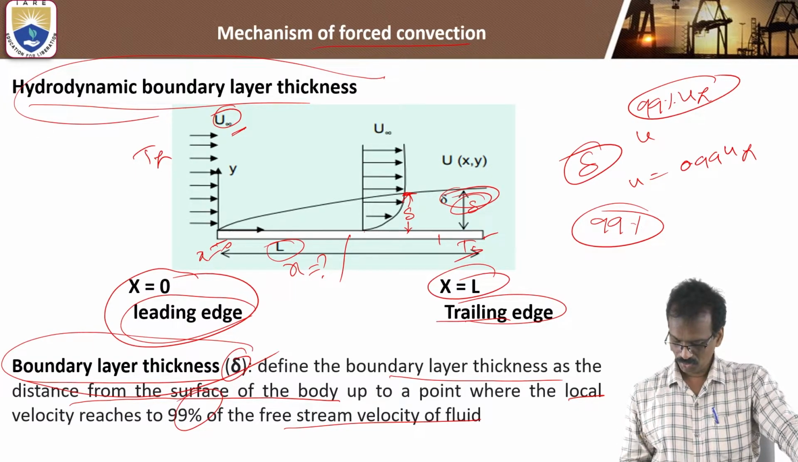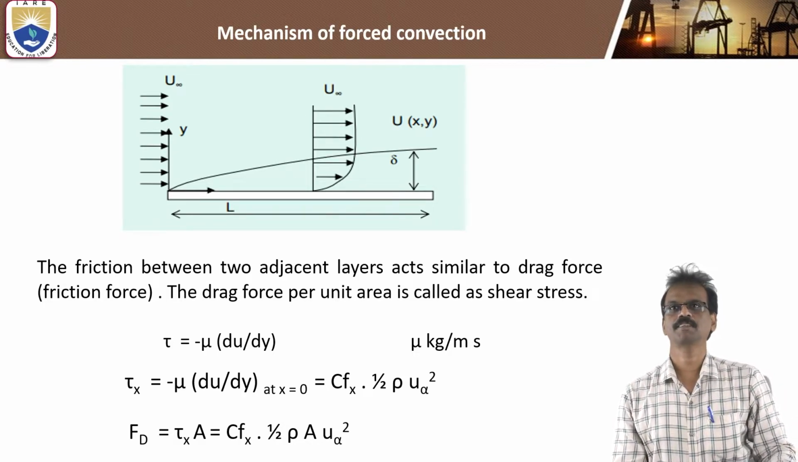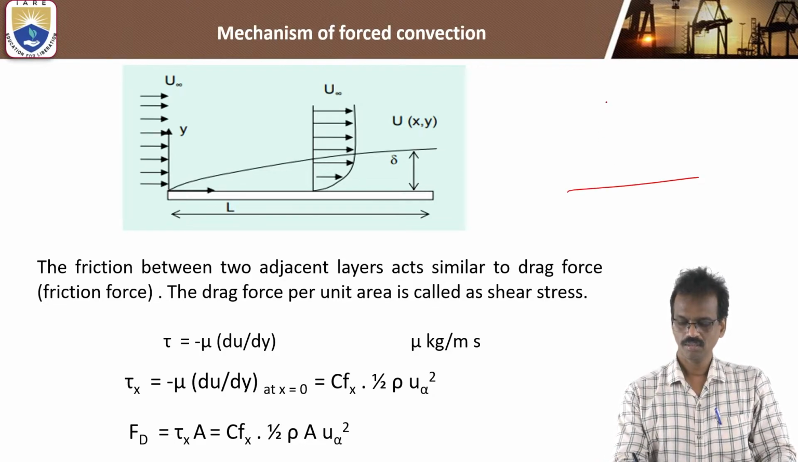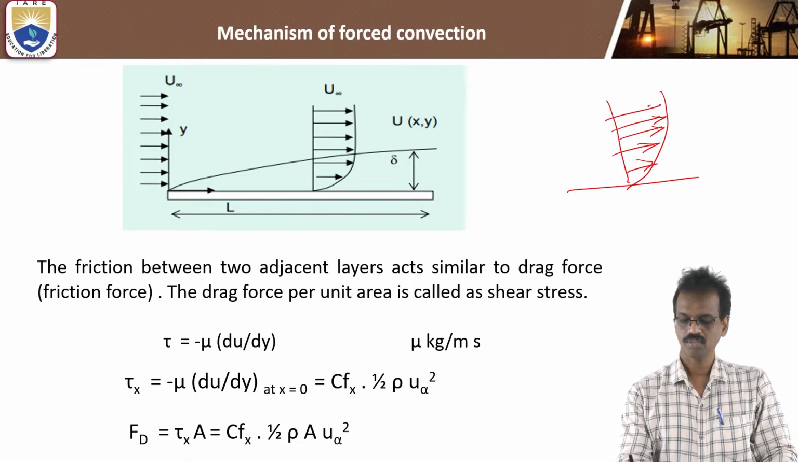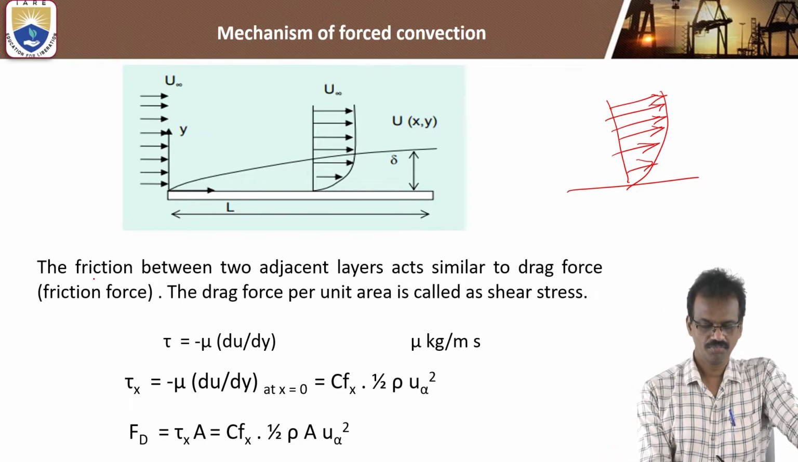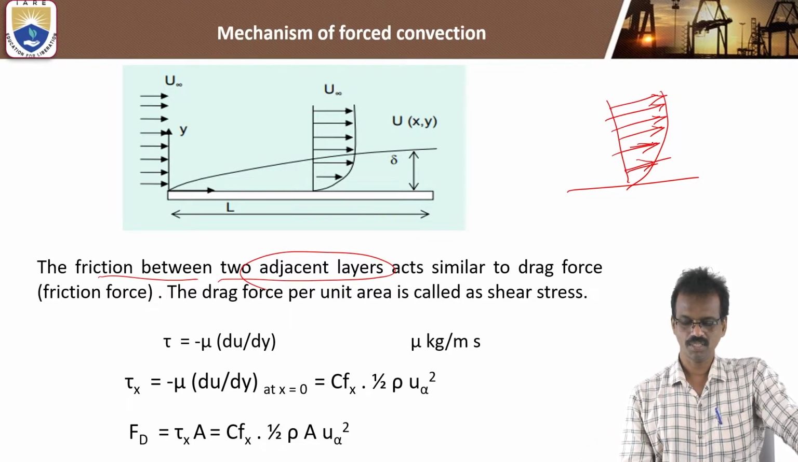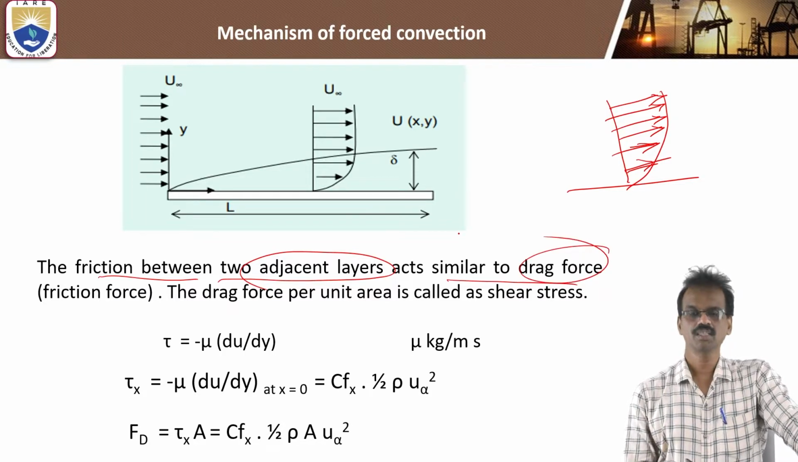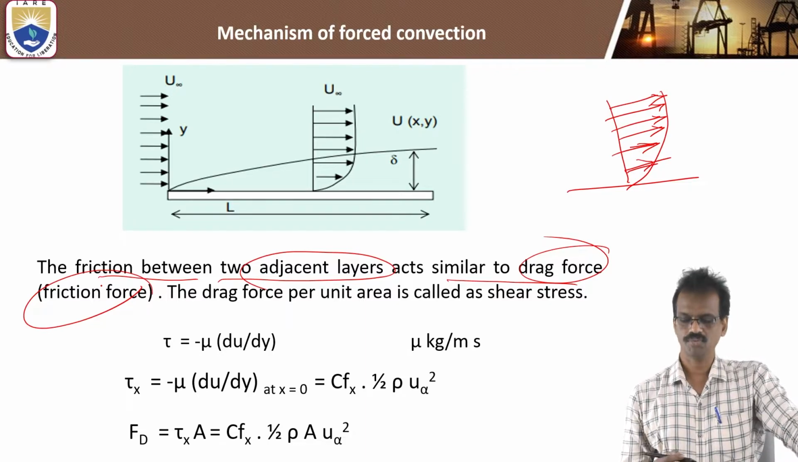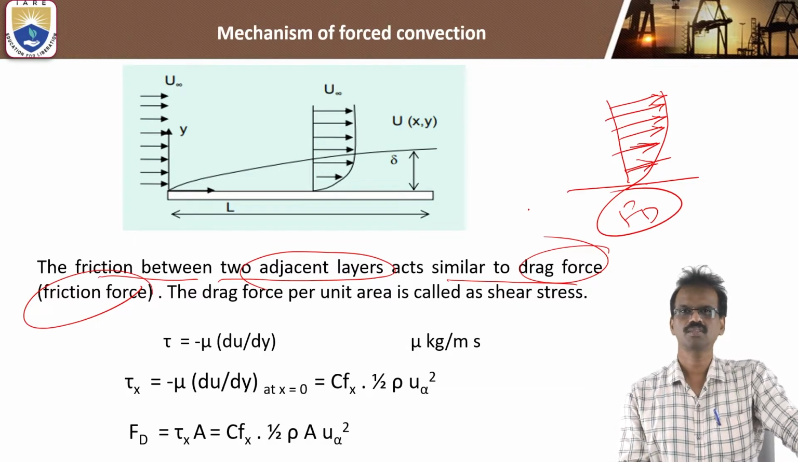Similarly, in this one we will see a few parameters. You know that in the velocity profile, viscosity is a very important parameter. The opposing force between the two layers, the friction between two adjacent layers, acts similar to a drag force. It means frictional force, and you can find the drag force. It is represented by FD. Sometimes it will be asked in questions, so you have to learn about this one.